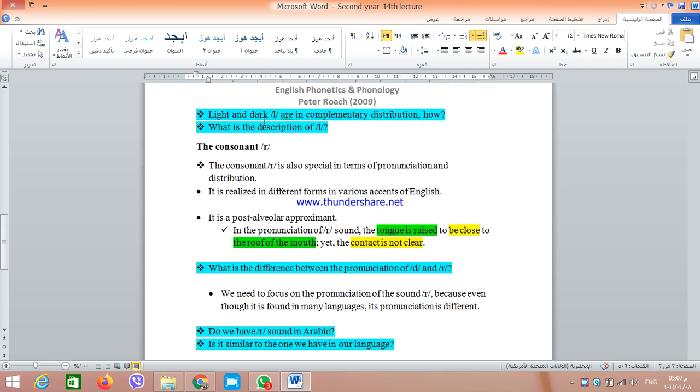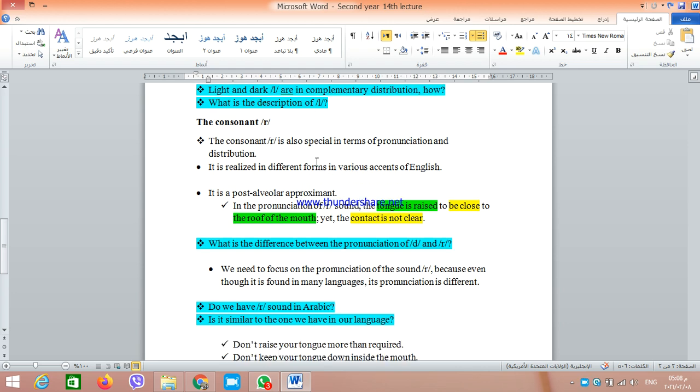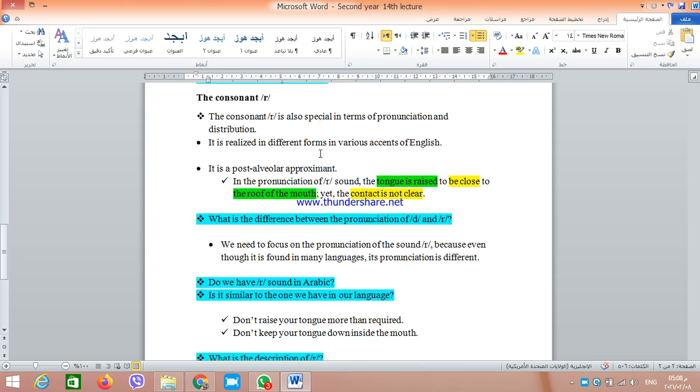Now, light and dark la are in complementary distribution. How is that? Maybe we are going to talk about this question when we meet in the Google Meet and discuss the lecture. What is the description of la? How to describe the sound la? Also, I want you to think of possible answers for these two questions.